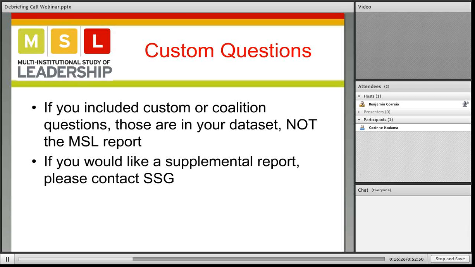If you had custom questions, those are not included in this MSL report. Some of you, most of you, don't have custom questions, but some of you do. It was an option when you signed up for the study. You can order a separate supplemental report for that, or just examine it within your data set. But we're not going to spend any time on custom questions during this webinar.